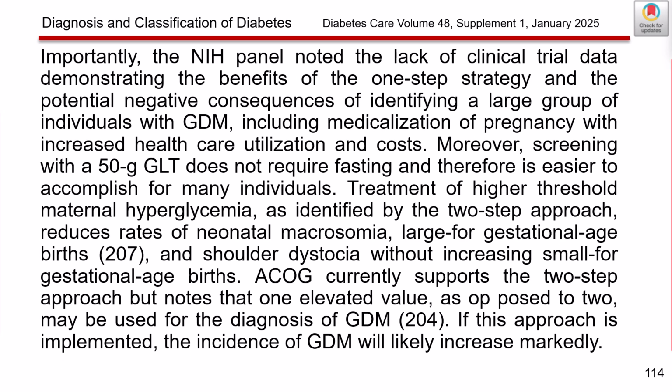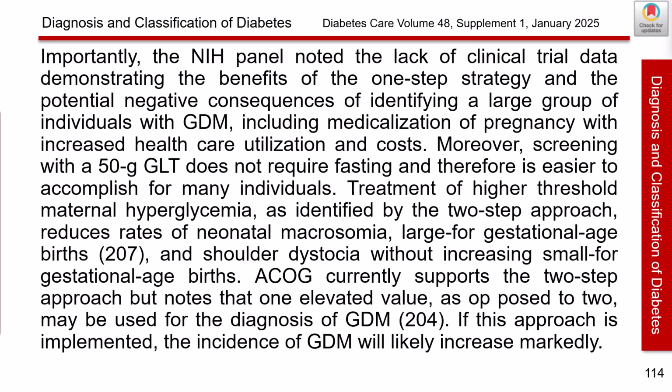Importantly, the National Institutes of Health panel noted the lack of clinical trial data demonstrating the benefits of the one-step strategy and the potential negative consequences of identifying a large group of individuals with gestational diabetes mellitus, including medicalization of pregnancy with increased healthcare utilization and costs. Moreover, screening with a 50-gram glucose loading test does not require fasting and therefore is easier to accomplish for many individuals. Treatment of higher threshold maternal hyperglycemia, as identified by the two-step approach, reduces rates of neonatal macrosomia, large for gestational age births, and shoulder dystocia without increasing small for gestational age births.